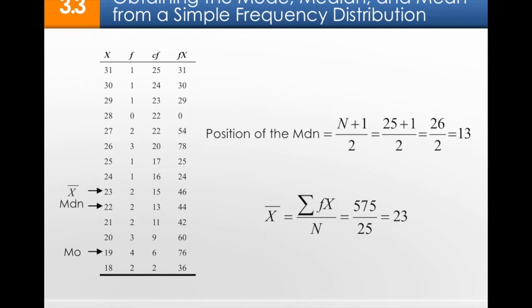Okay, they're also showing us here how to calculate X bar, how to calculate our average, okay? So I don't know if you could see. This thing right here is called sigma, and it means to sum, okay? So in order to get the average, we're going to sum up f of x, which is this column, divided by n, which is 25. Okay, so we get 575 divided by 25 equals 23.